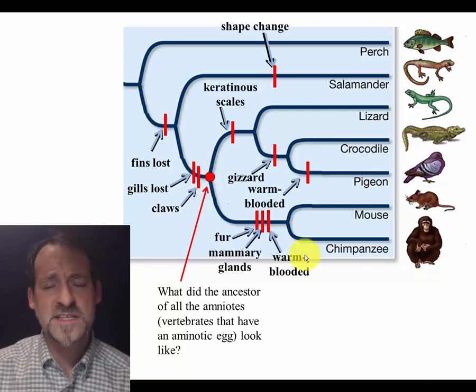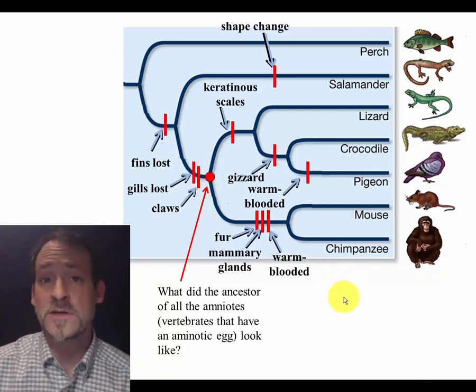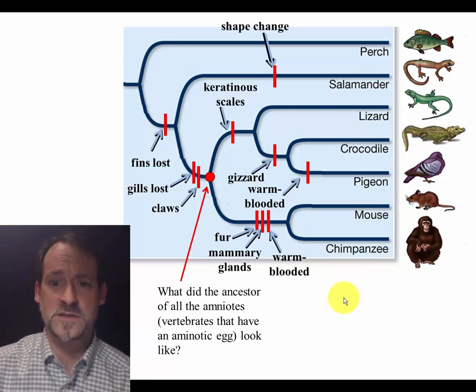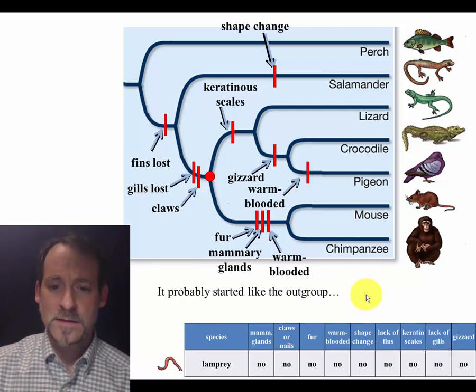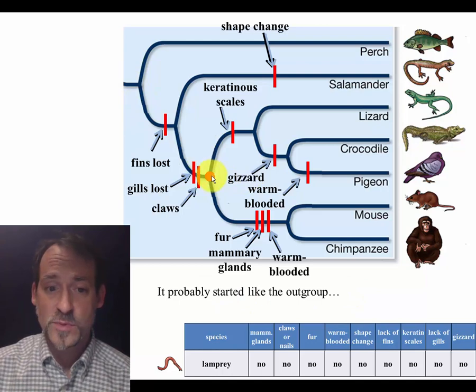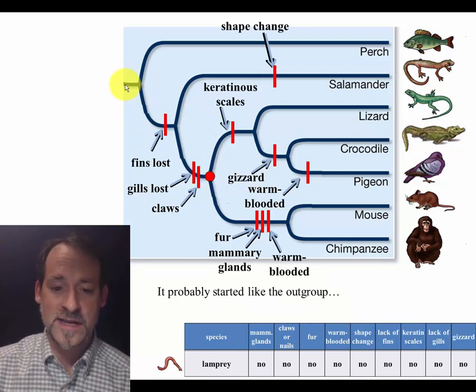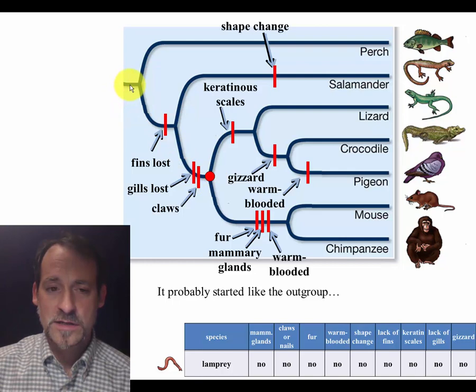Okay, but what did this ancestor look like? Let's suppose we don't have a fossil record of that ancestor. Can we reconstruct what its morphology was like? Well, yeah, up to a point. I mean, presumably that lineage that led to this point started out looking like the outgroup, the lamprey, and then we just walk forward from the root to this node. So we're kind of going along here, it's evolving.